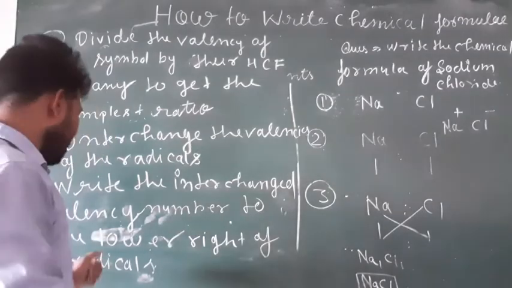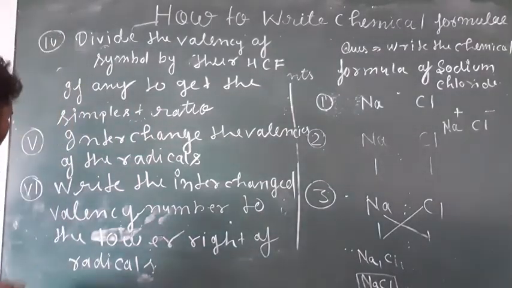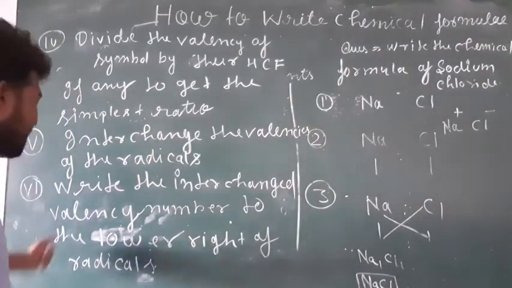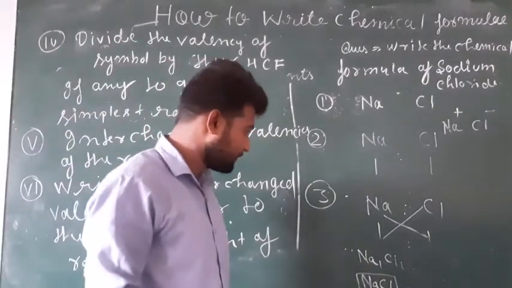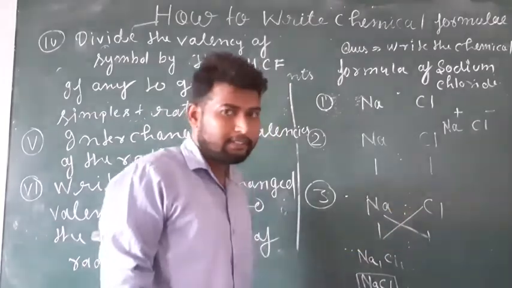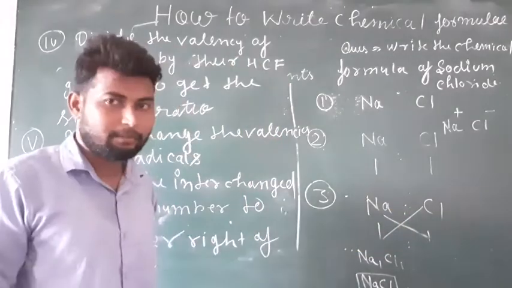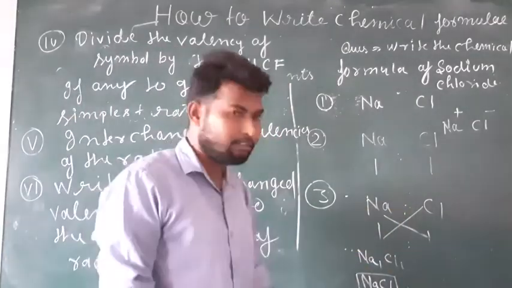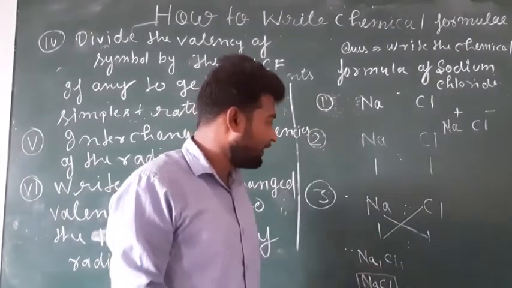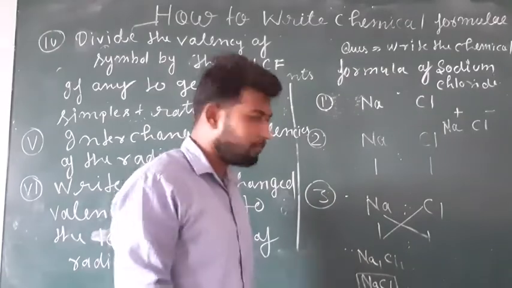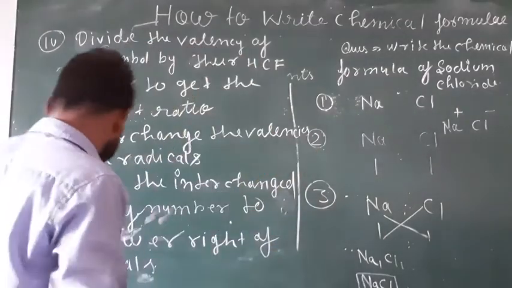One more important rule I will explain with another example. Suppose there is only one valency, then you directly write it, no problem. But if the valency changes, then what do you do? If the valency changes, we will discuss this topic with another example.